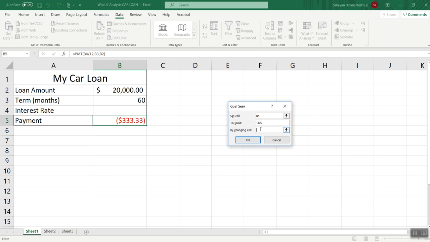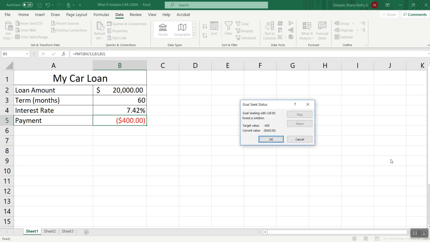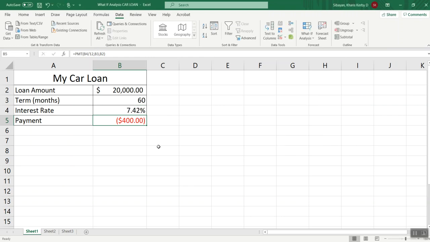By changing cell, this is the empty cell. So in this example, that is what? That is the interest rate we're looking for. That is B4. Okay, so click OK. There you go. There you have it. At least now this looks correct. We need about a 7% or 7.2% interest rate to match the $400 that we can afford.